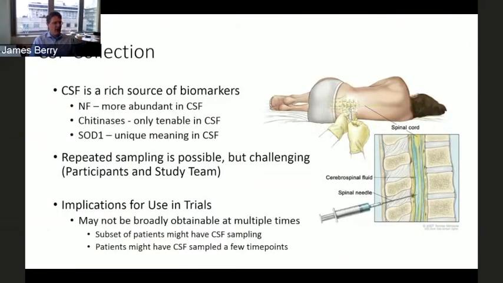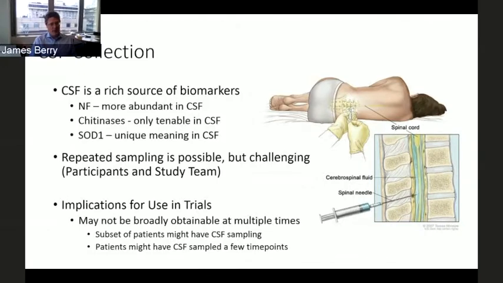CSF is a rich source of biomarkers for neurology. Neurofilament, that I'll talk about, is more abundant in spinal fluid. Chitinases are only really tenable in CSF, as are many other markers that just aren't detectable in plasma, or their levels aren't relevant in plasma.